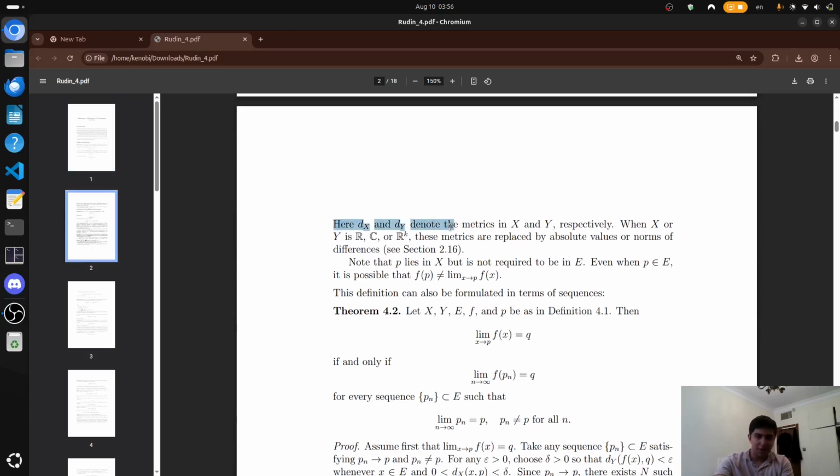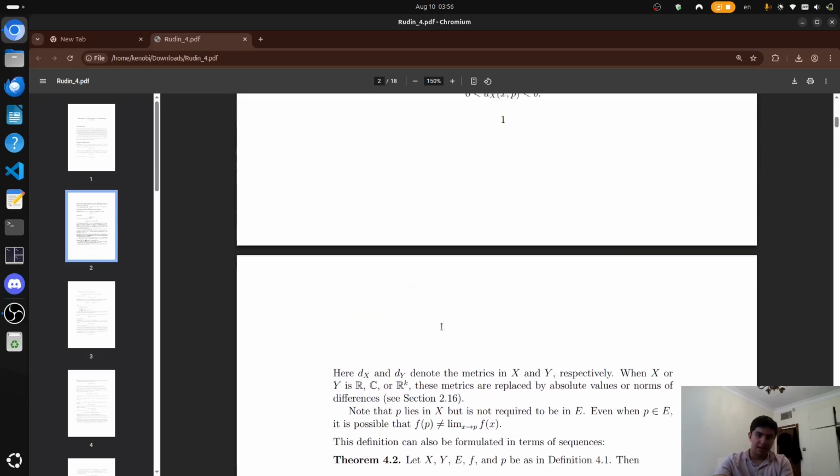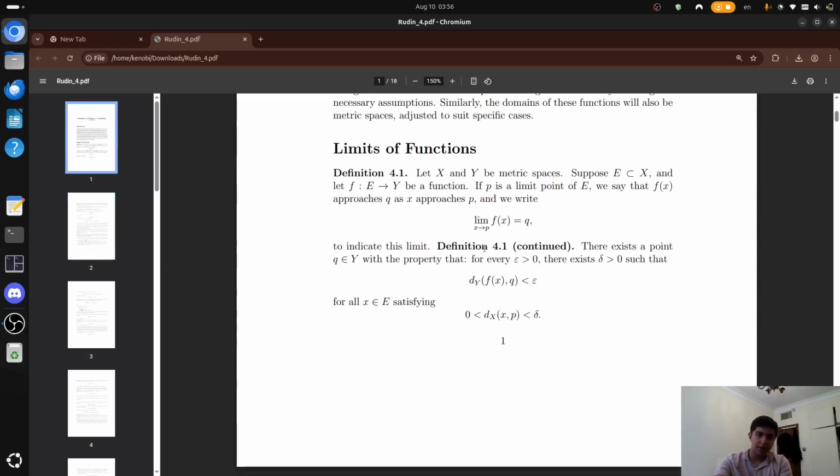Here the d_X and d_Y denote the metrics in X and Y respectively, okay? Yeah, this is really important. Note that p lies in X, but it is not required to be in E. Even when p is in E, it is possible that f(p) is not equal to the limit as x goes to p of f(x). Yeah, exactly, because the important property is that it is a limit point, not necessarily a point of E.